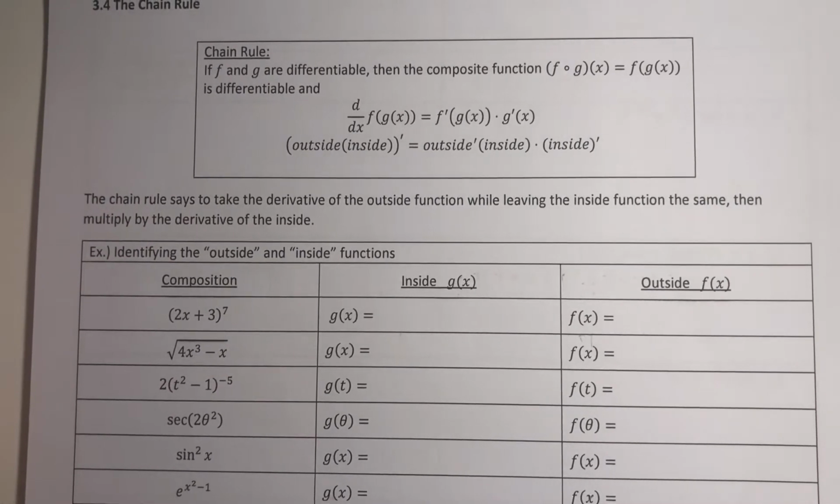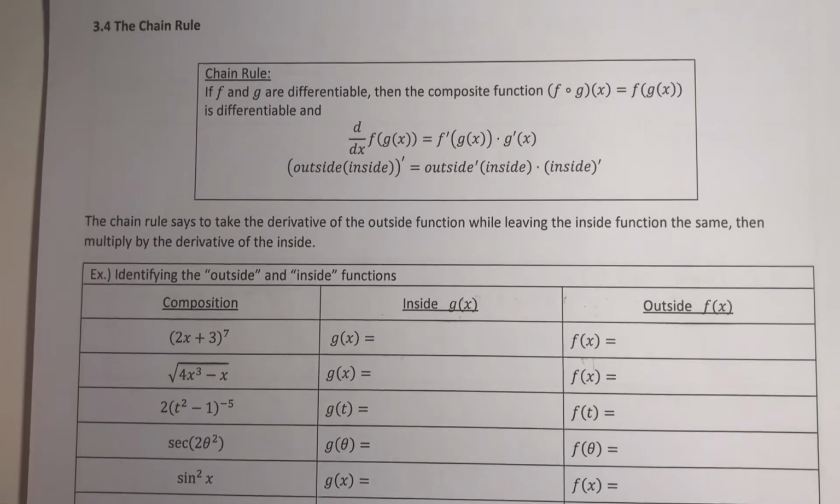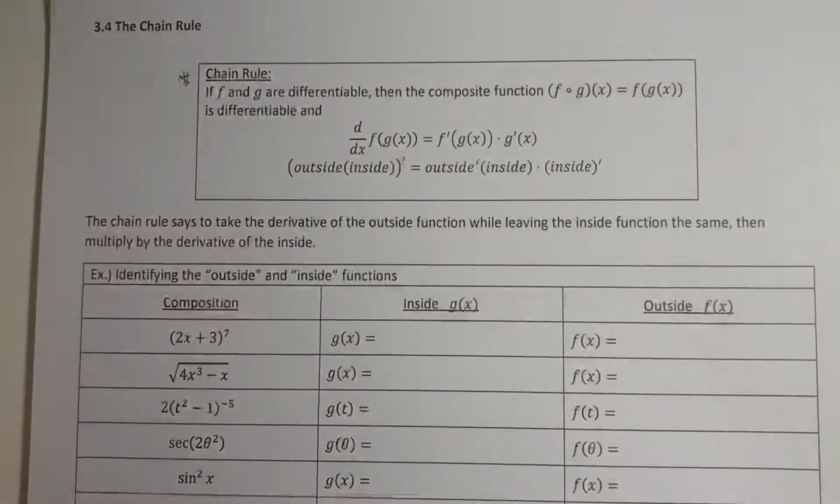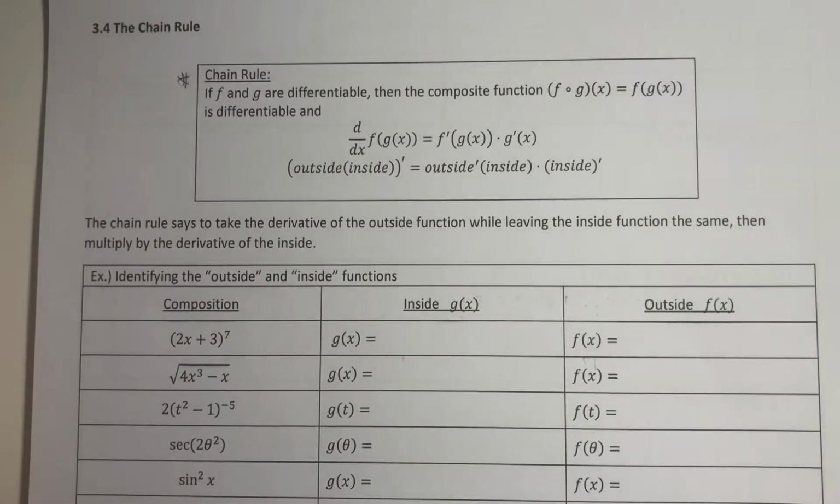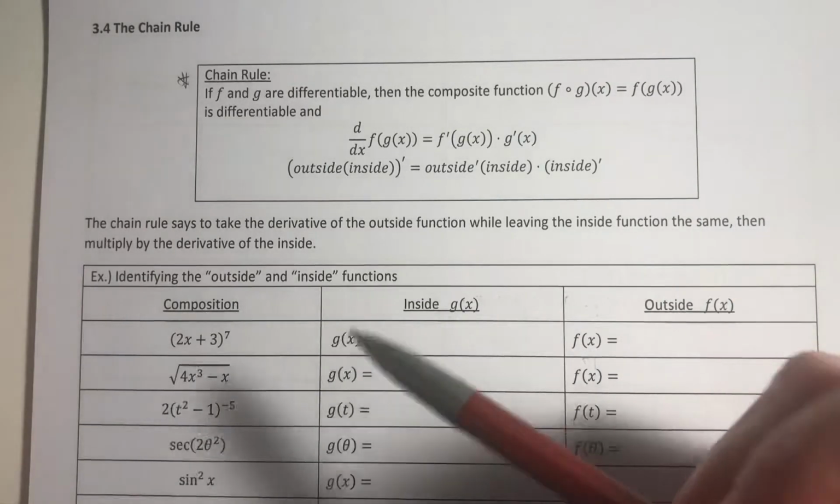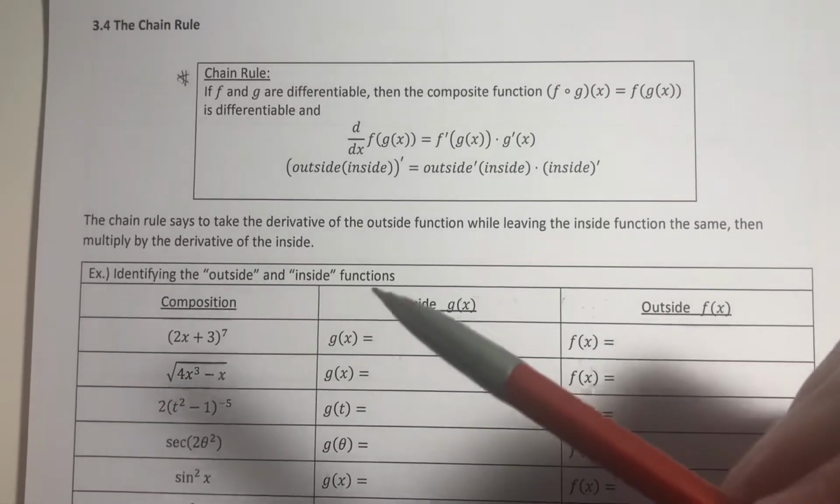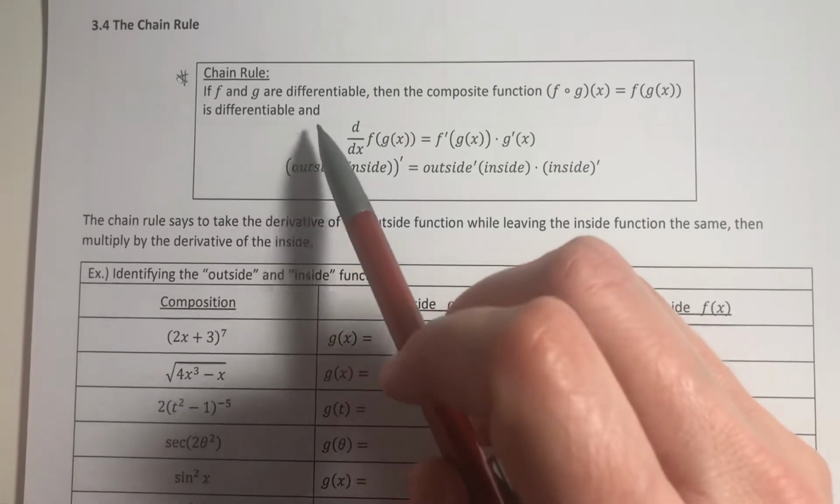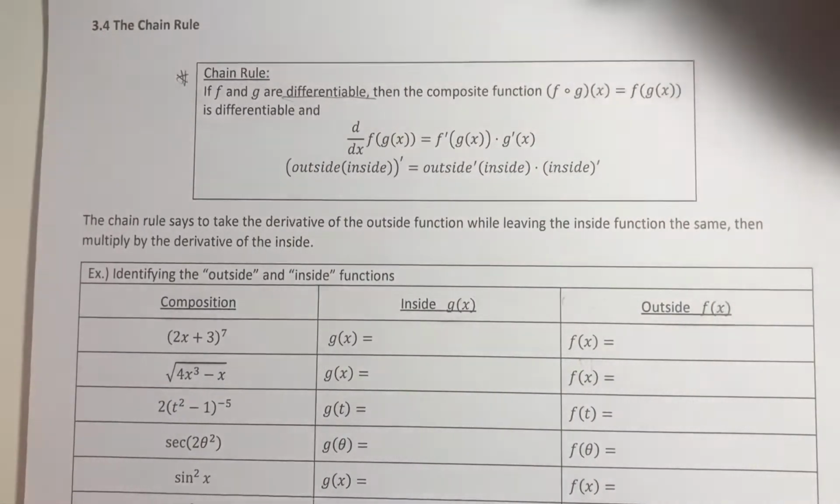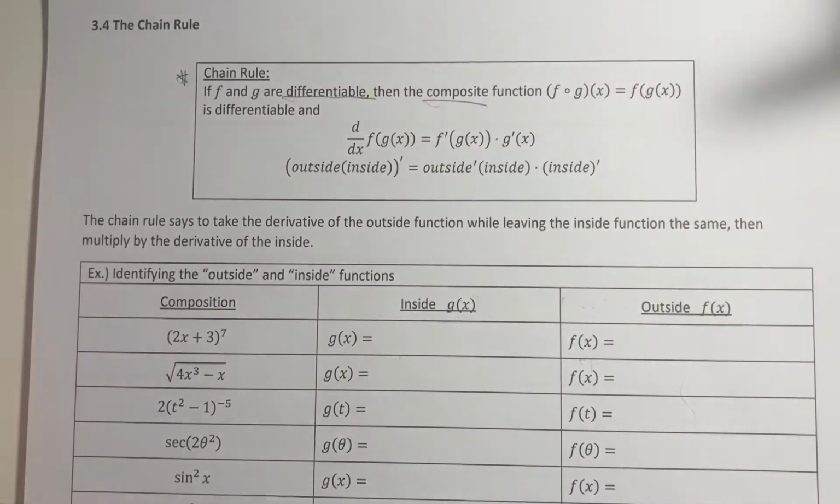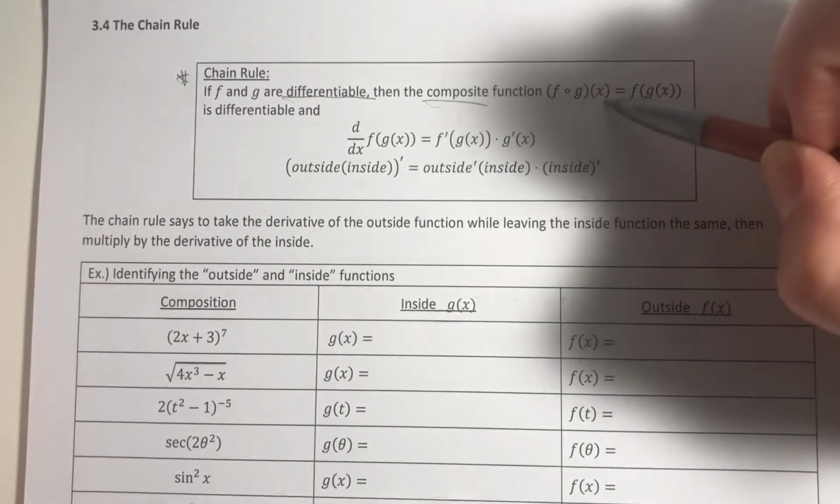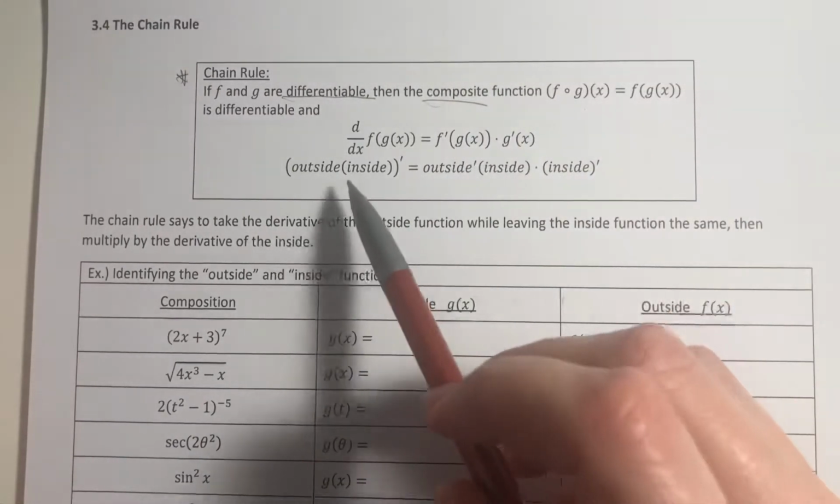Section 3.4 is the chain rule, and the chain rule is definitely one of the harder topics that's covered in Chapter 3. Students really struggle with understanding this, so the more practice that you have, the better off you will be. So it says if f and g are differentiable, then the composite or the composition function f of g of x is also differentiable.